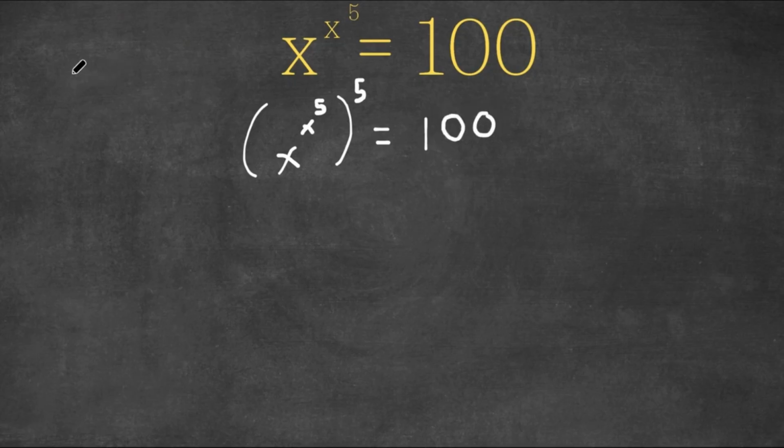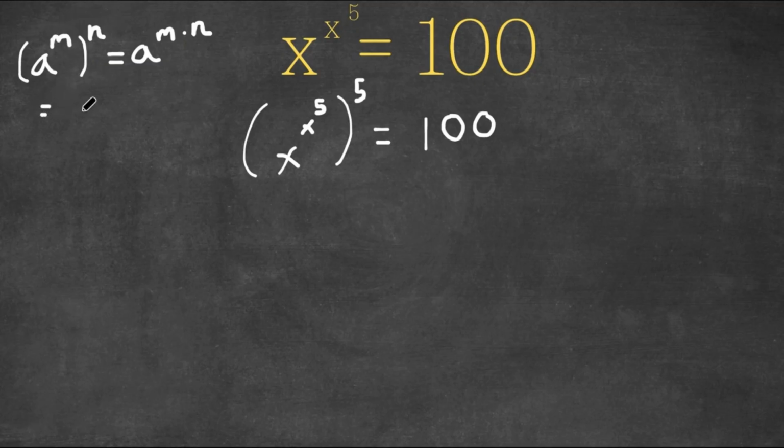Now, if we have something in the form a to the power of m to the power of n, this is equal to a to the power of m times n, right? However, for multiplication, order doesn't matter, meaning we could actually switch the places of these two, meaning this would also equal a to the power of n to the power of m. So a to the power of m to the power of n and a to the power of n to the power of m, these two are the same things.